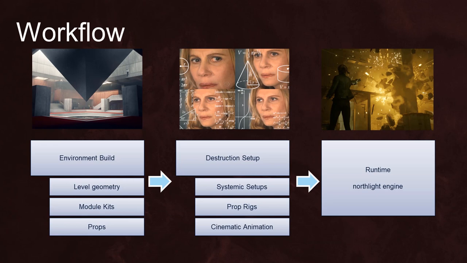Now, workflow-wise, we are fairly run-of-the-mill. This is kind of the order of things that you would expect. You have an environment build, someone builds the world. Level geometry, quite often made out of module kits. So, you know, there's a lot of repetition in those buildings, railings and stairs and pillars, they are sort of the same. And then you have a lot of props in there, and they're all just being modeled and created, and they're being fed into a destruction setup.